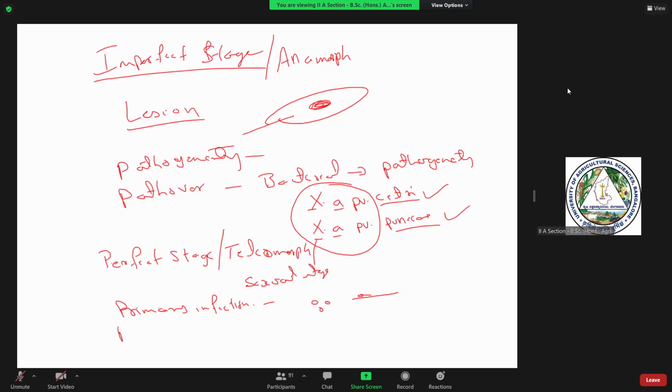We have a term called protectant fungicides, where a fungicide protects the host against the invasion of the pathogen before penetration. That is, before the invasion itself, it is going to stop the infection process.